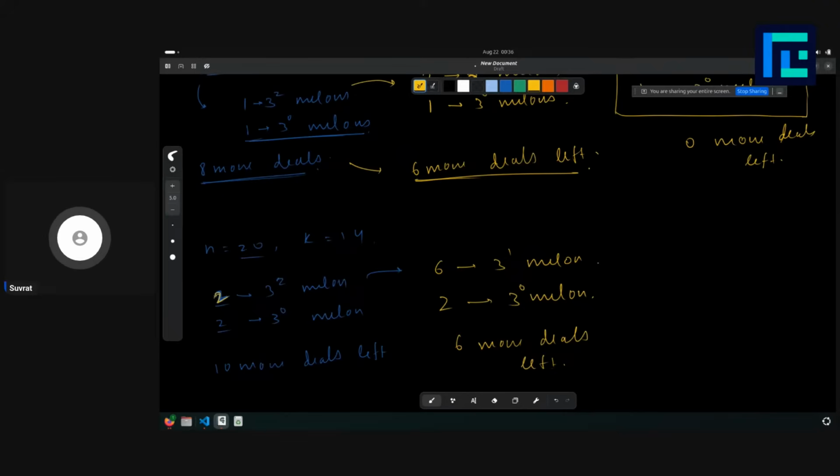So basically, for each deal that we transform into the lower power of x, we require 2 deals. So since we dissolved 2 3 to the power 2 million deals into 6 3 to the power 1 million deals, we required 2 extra deals for each of these. So we required 4 extra deals. So 10 minus 4 is 6.